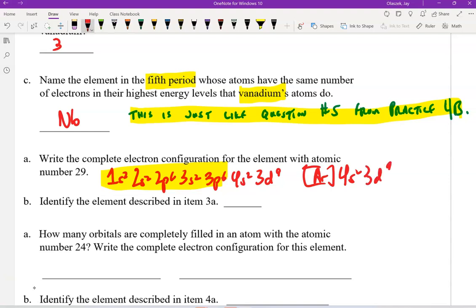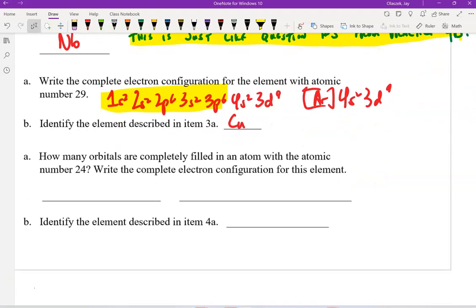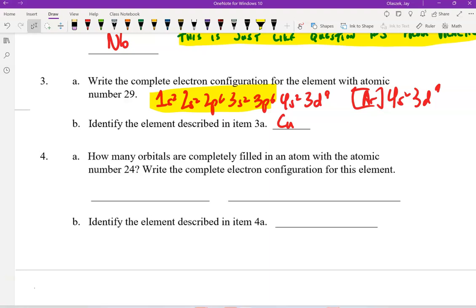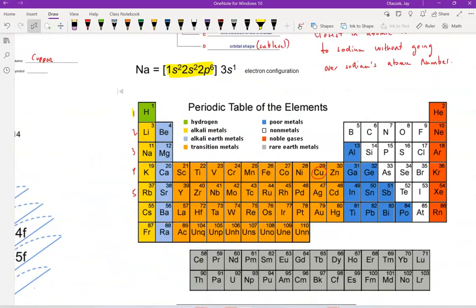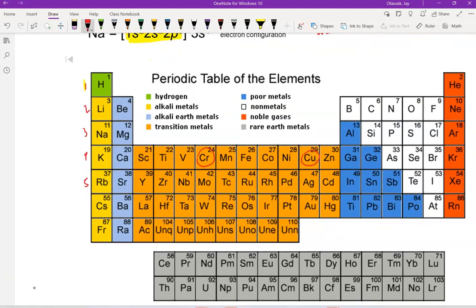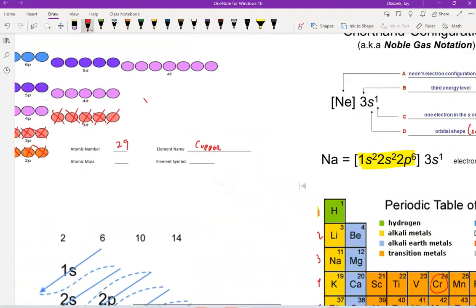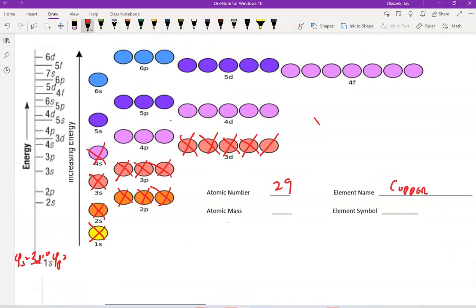Please identify the element described in item 3A. Copper. That's the only thing for question number 3. Let's go on to number 4. How many orbitals are completely filled in an atom with the atomic number 24? That's a darn good question. Let's go over here and find out which element they're talking about. 24, that's chromium. Let's get the electron configuration so we can answer this question.